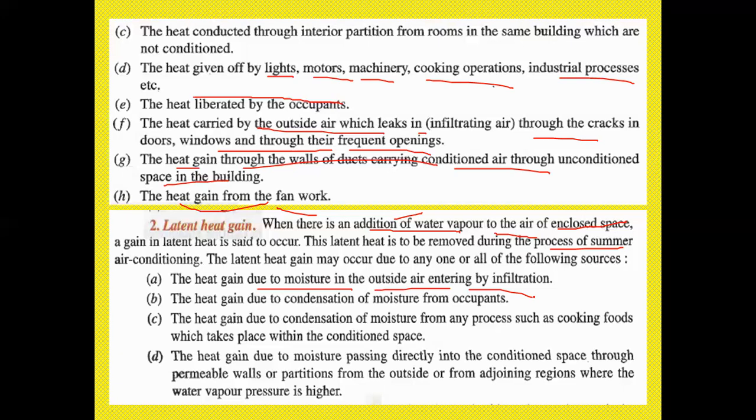So what is the next point it is saying? The heat gain due to the moisture passing directly into the conditioned space through the permeable walls. Permeable walls means the amount of light or air is passing into the wall. Permeable means having the capacity of taking in air or light. Partitions from the outside or from adjoining regions where the water vapor pressure is higher.